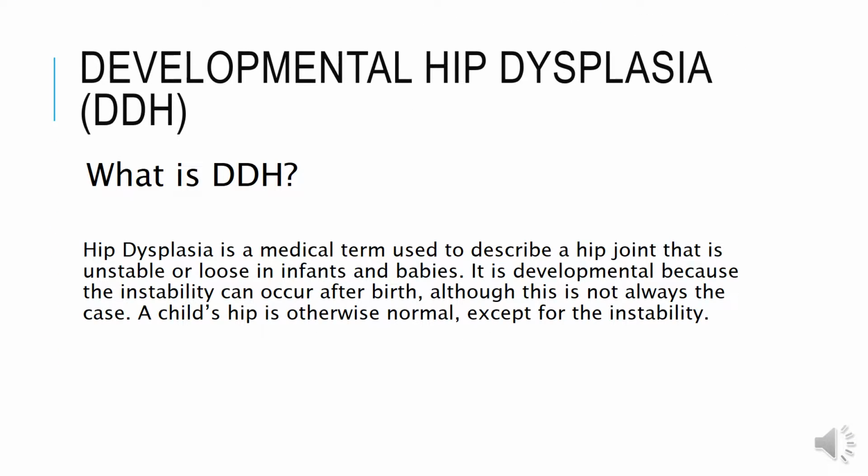Developmental Hip Dysplasia, otherwise known as DDH. So what is it? It's a medical term used to describe a hip joint that is unstable or loose in infants and babies. It's developmental because instability can occur after birth. Although this is not always the case, a child's hip is otherwise normal except for the instability. Basically, it popped out of the socket.